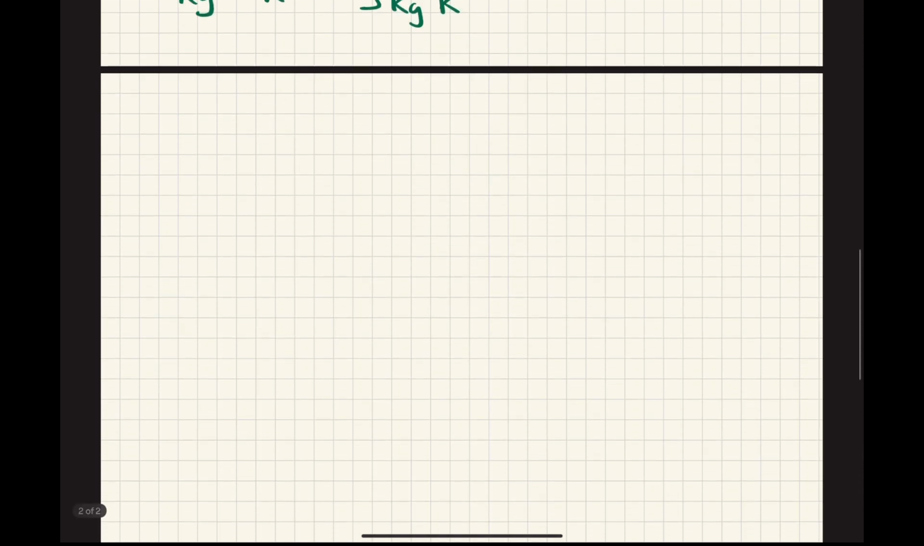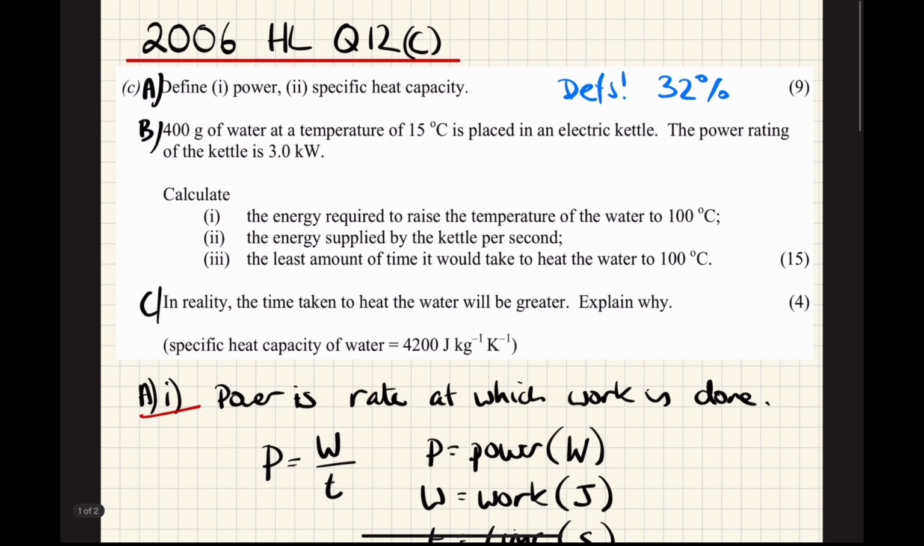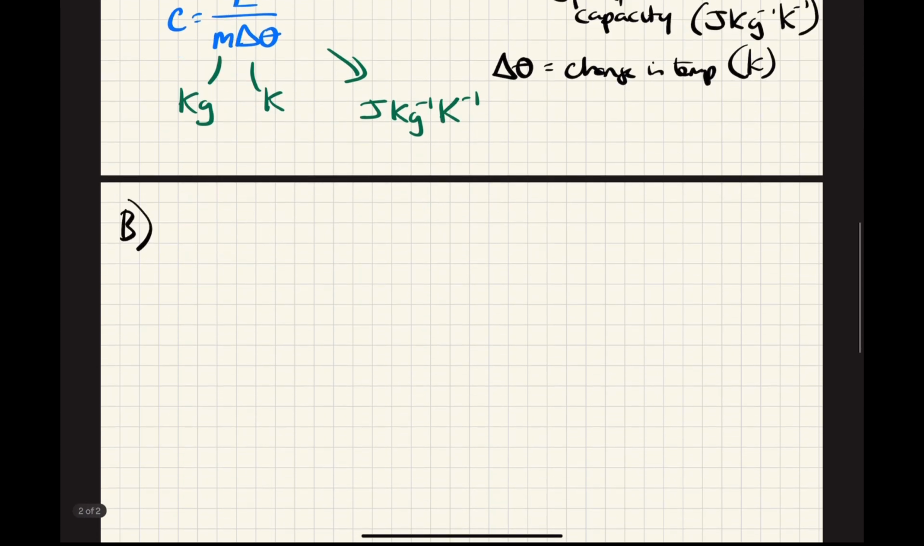So I'm calling it the B part, but you didn't have to call it anything that year. The examiner would just have to figure it out. And nowadays he labels it better. But I've got 400 grams of water at a temperature of 15 in the kettle, and the power rating is 3 kilowatts. So let's write down everything we have.